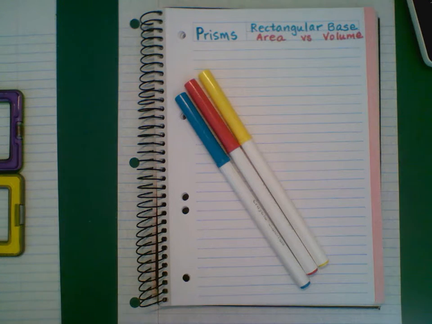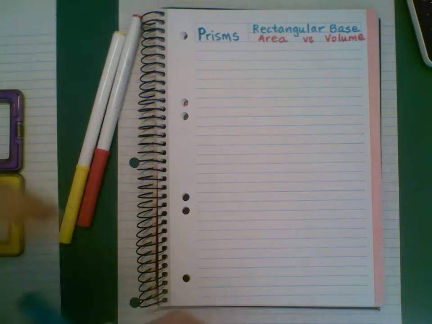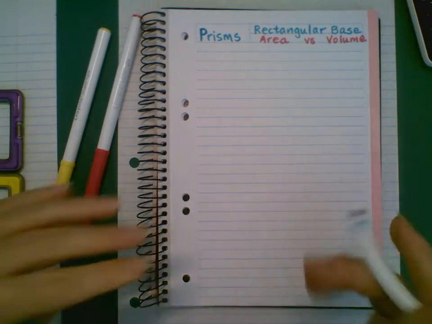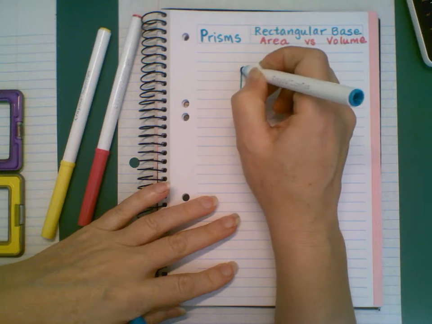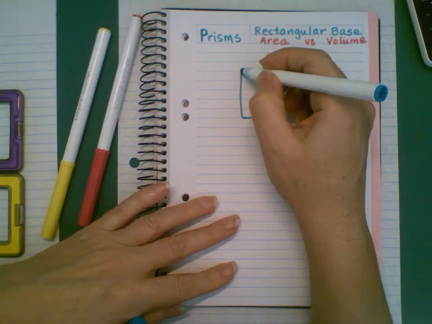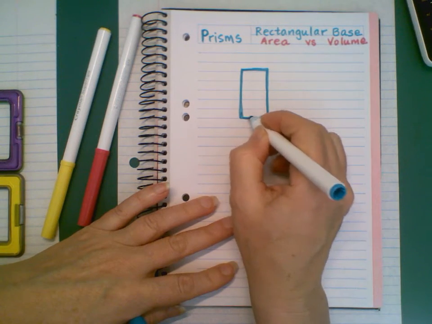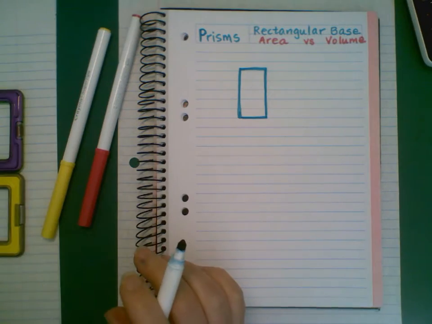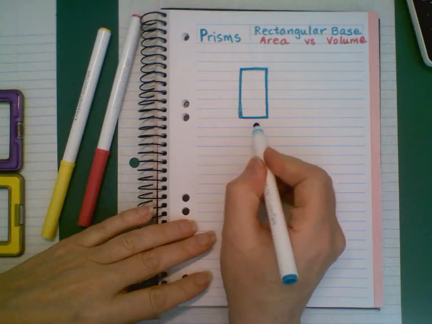In this video, we're going to look at how to find the area versus the volume of a rectangular prism. So the first thing I'm going to do is draw a little sketch of this prism. I'm going to say that one of the lateral faces, or one of the shapes that make up this object, is a rectangle that is twice as high as it is wide.